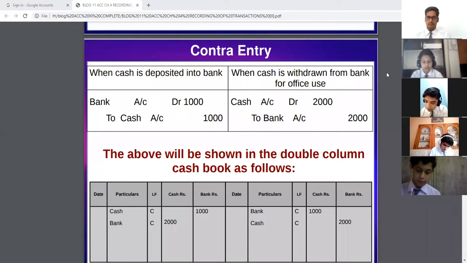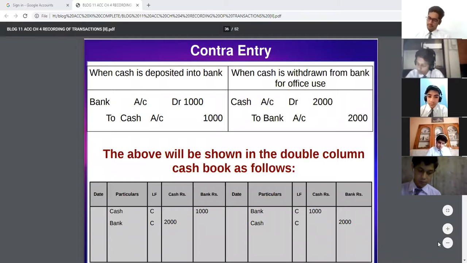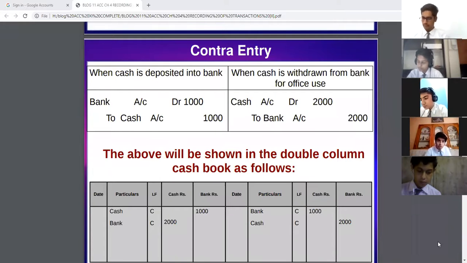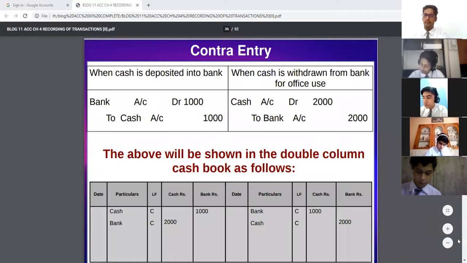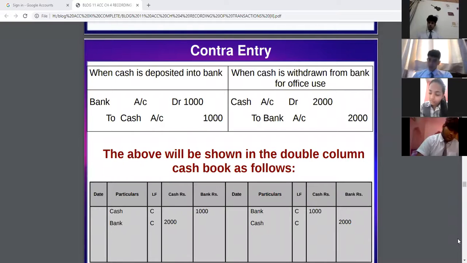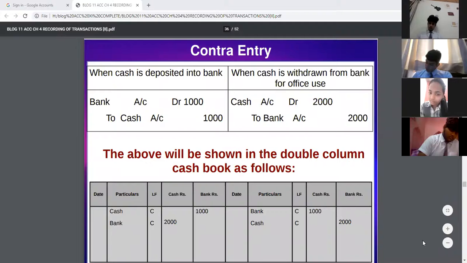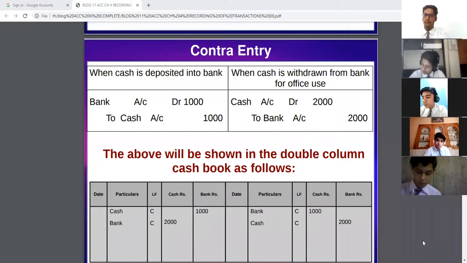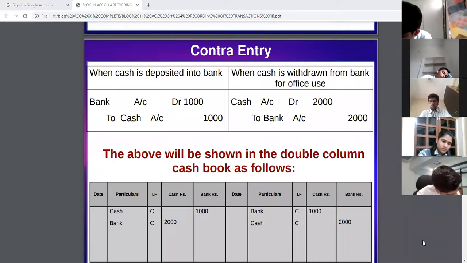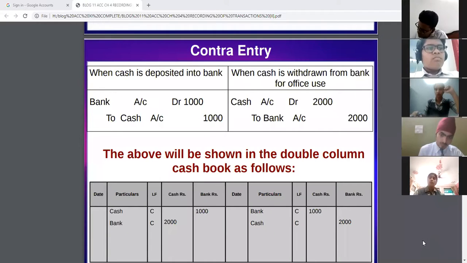Fish Gupta, are you copying better? Note it down, please. Anuj Sharma, show me your copy, beta. Yes, now note down this contra entry. Contra entry is Noel John, please note down. Noel John, note down, beta.